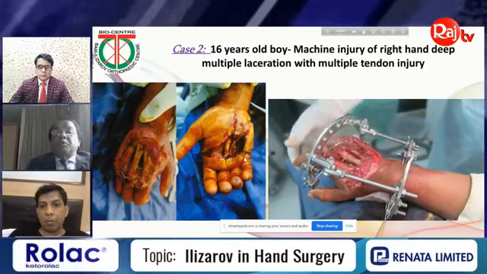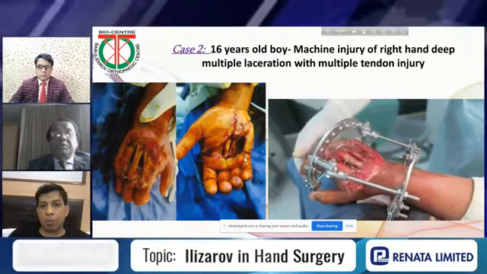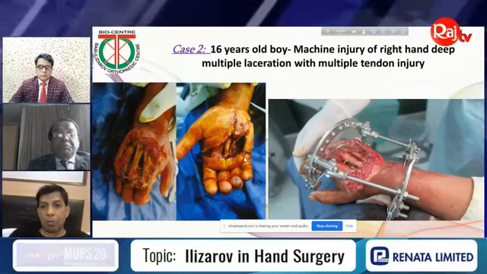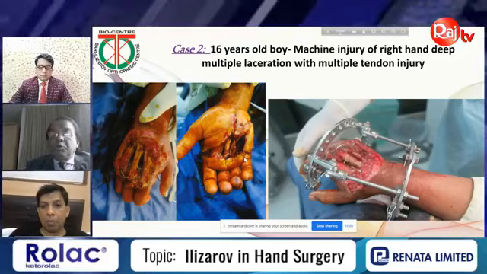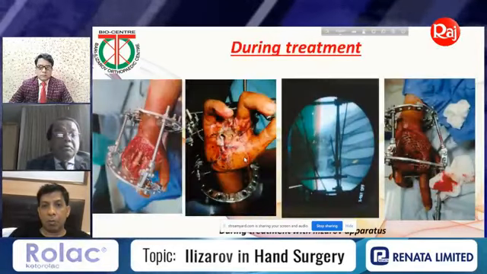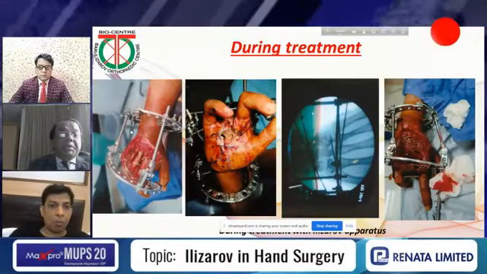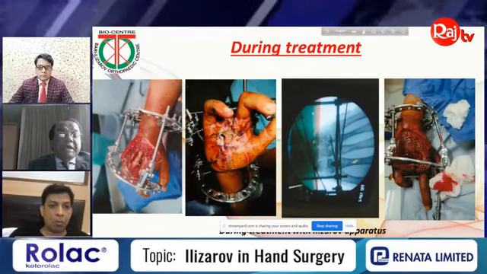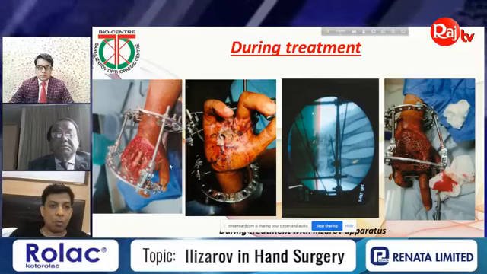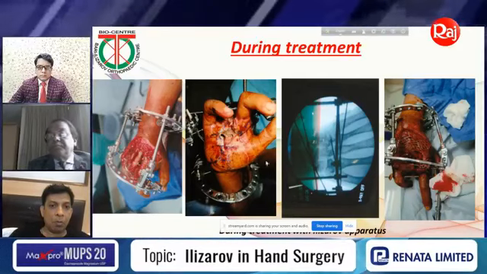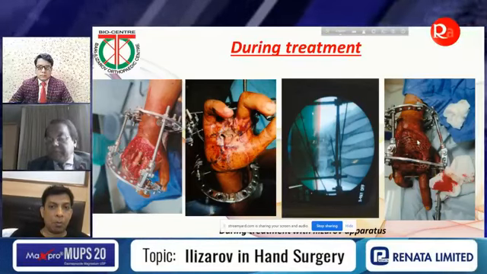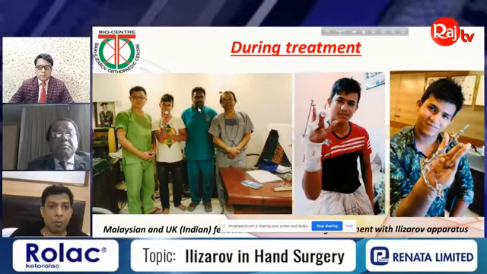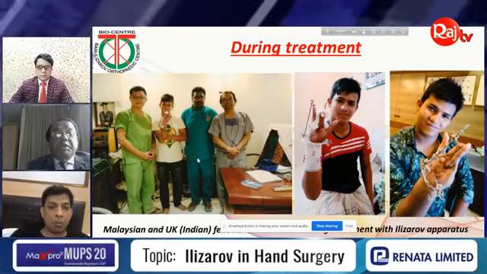Exposed bone and tendons, machinery injury right hand, deep multiple laceration with multiple tendon injuries. You can see here, I put the Ilizarov apparatus, one ring here, and this is the arch with hinges, sequential dressing. Skin grafting was done.